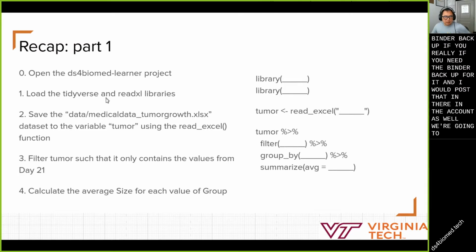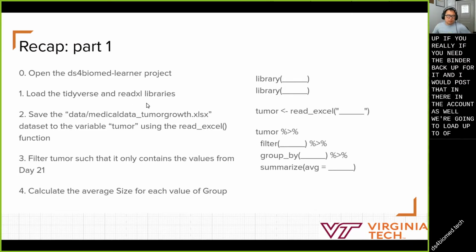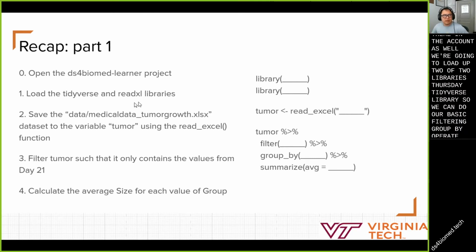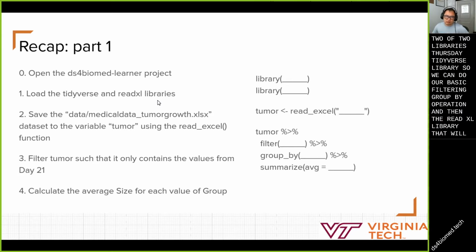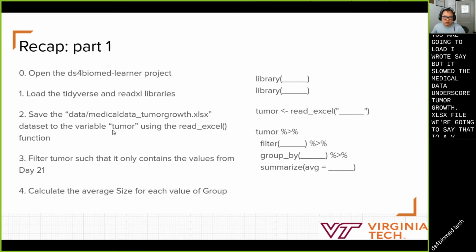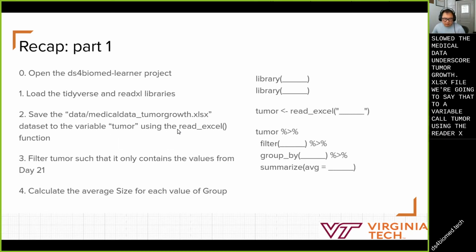We're going to load up two libraries. There's the tidyverse library, so we can do our basic filtering and group by operations, and then the readxl library that will allow us to open an Excel file. Once you do that, we are going to load the medical_data_tumor_growth.xlsx file. We're going to save that to a variable called tumor using the read_excel function.